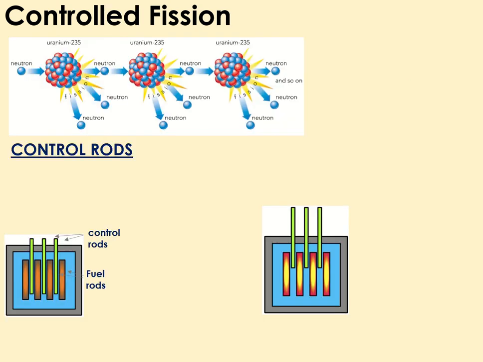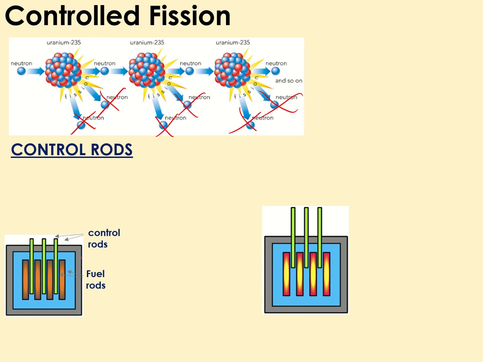So, how do we do that? We use these things that are called control rods. So this is a different schematic of the same thing, just keeping one neutron in the system. So we're going to get rid of those neutrons, we've got to get rid of these neutrons, we've got to get rid of those neutrons.